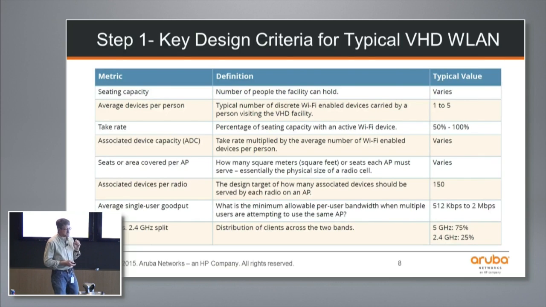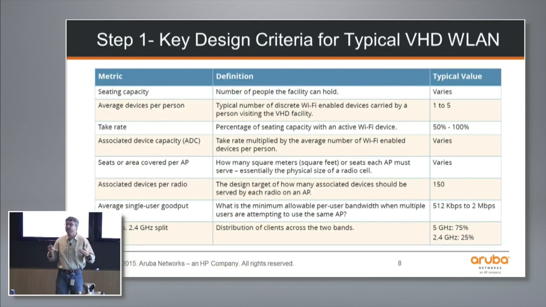So the average goodput per user, this is really what the customer's expectation is. A lot of RFPs will specify a certain number of megabits per user. We generally guide customers, depending on the type of the environment, 512 kilobits to 2 megabits. 512 feels pretty low. That would apply to a really, really large ultra-high density area.